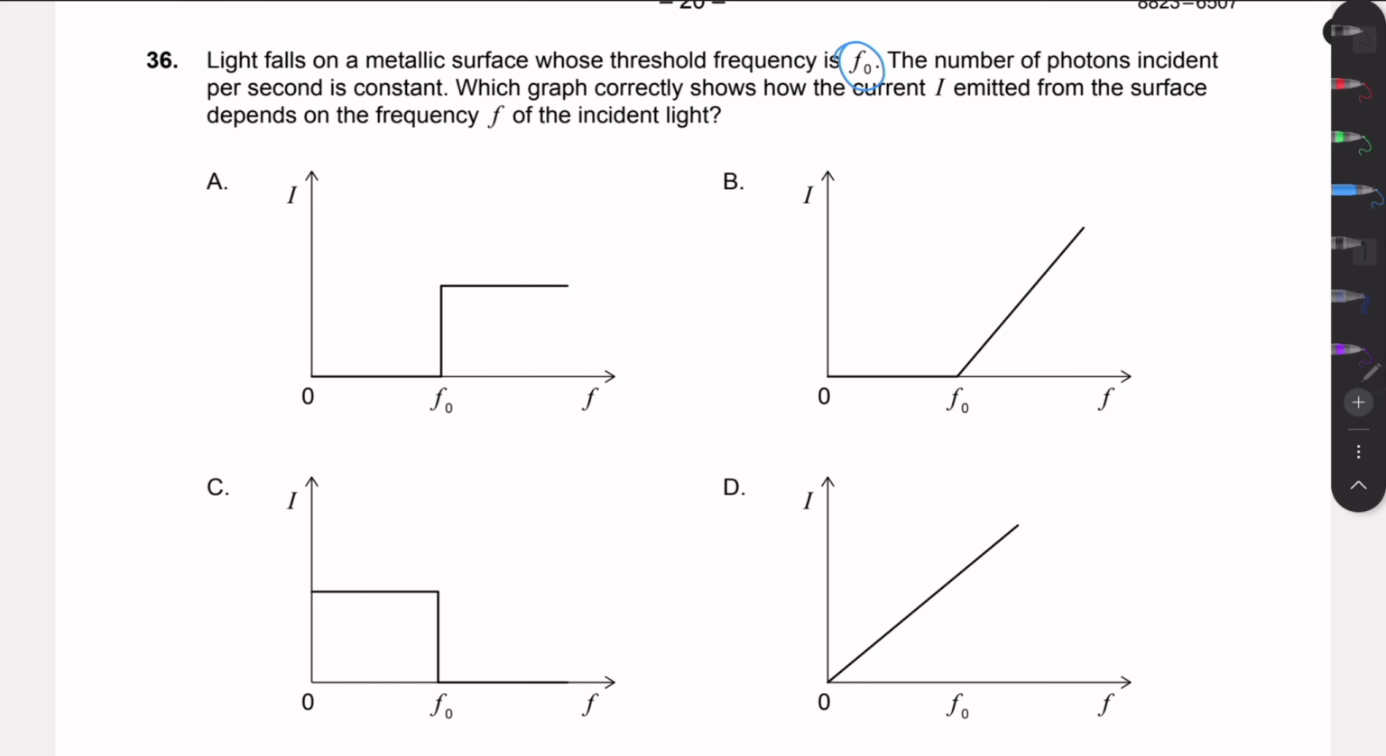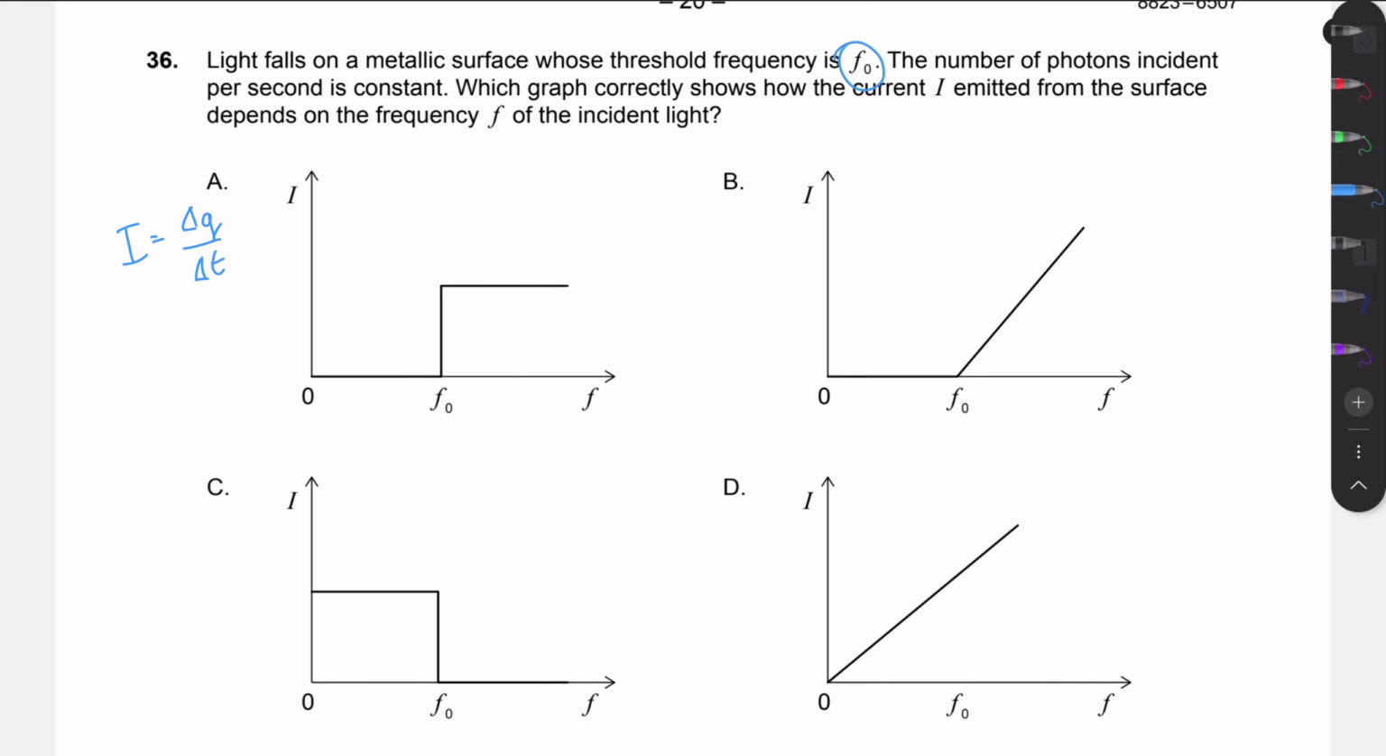the current here, is the rate of flow of charge. So how much charge is emitted per second. And this is only dependent on the number of photons that are incident on the surface.